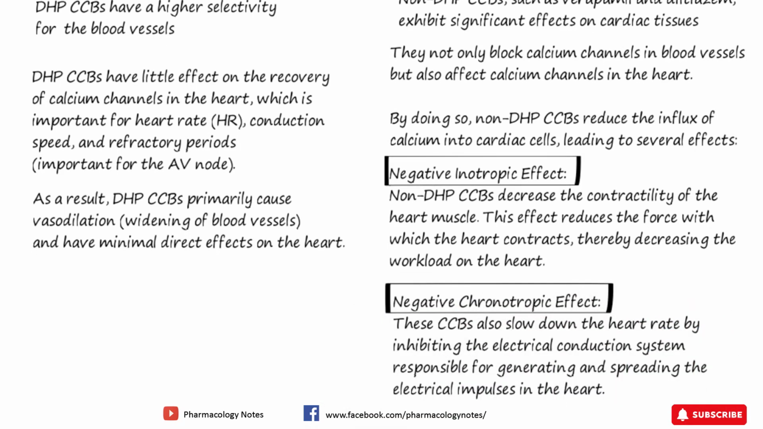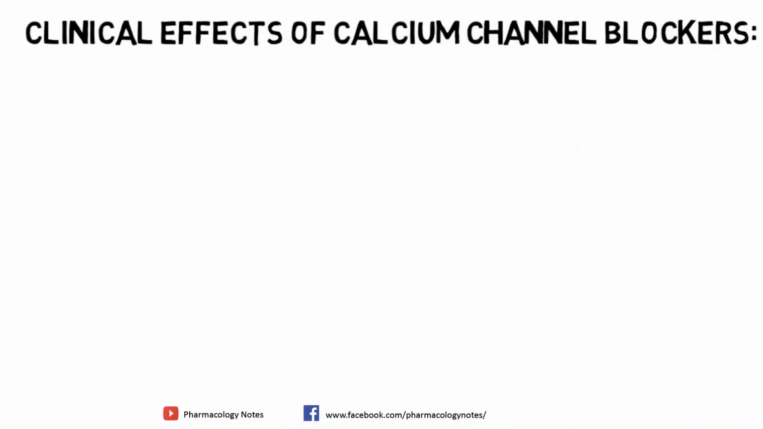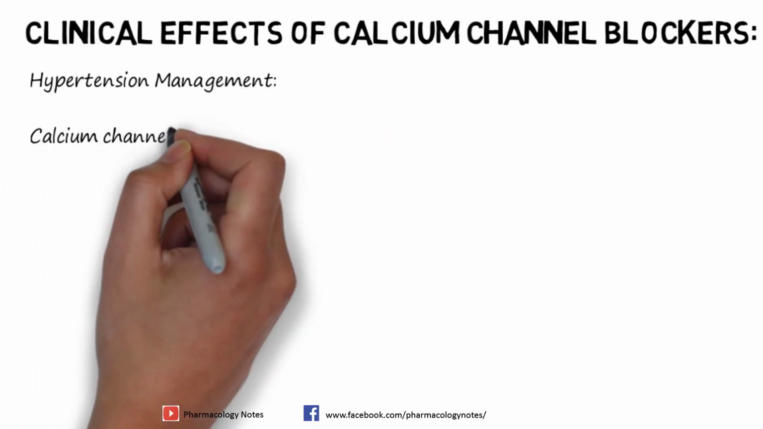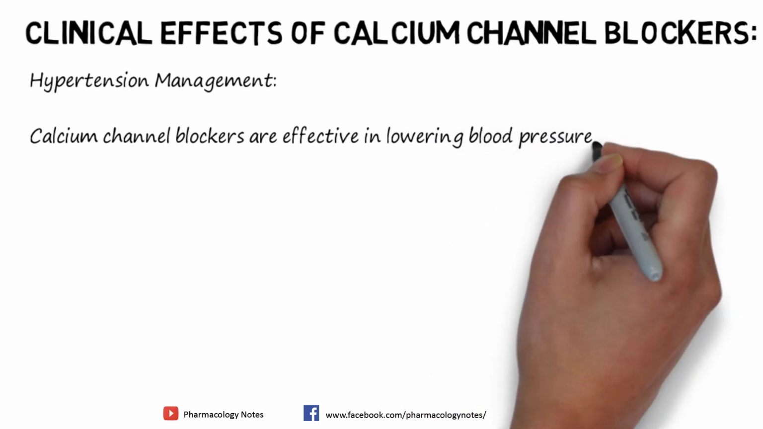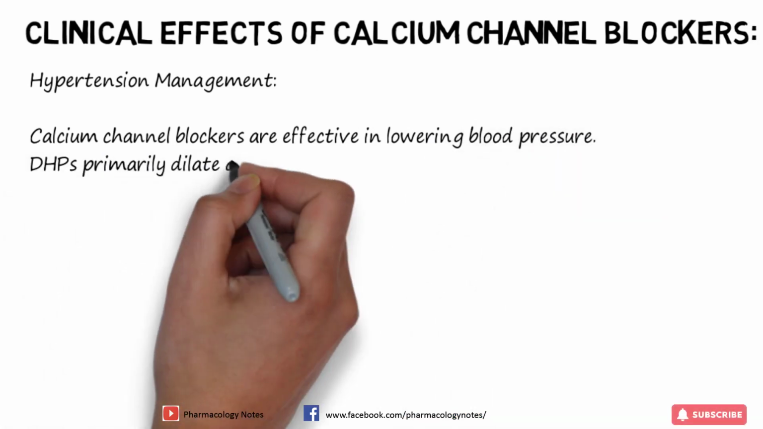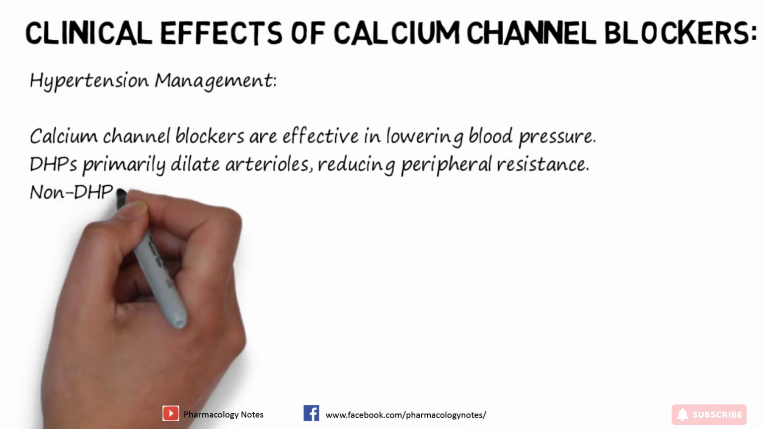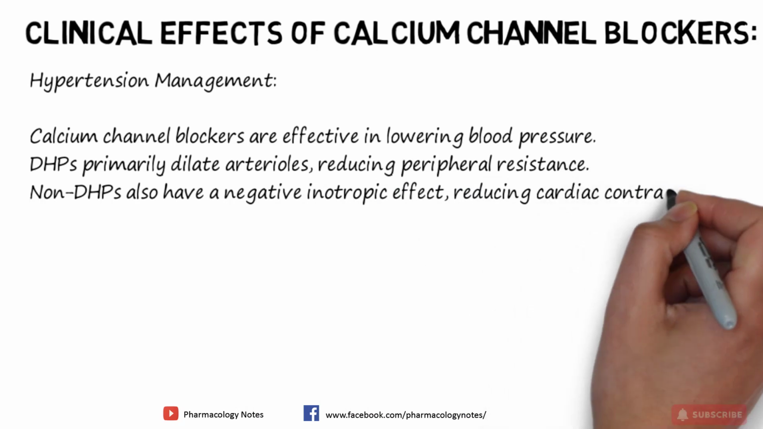Now let's discuss the clinical effects of calcium channel blockers. Number one is hypertension management. Calcium channel blockers are effective in lowering blood pressure. Dihydropyridine calcium channel blockers primarily dilate arterioles, reducing peripheral resistance, and non-dihydropyridines have negative chronotropic and negative inotropic effects, reducing the cardiac contractility.